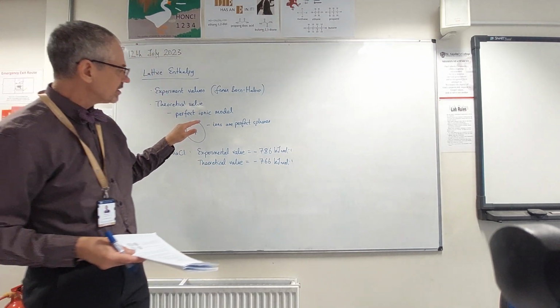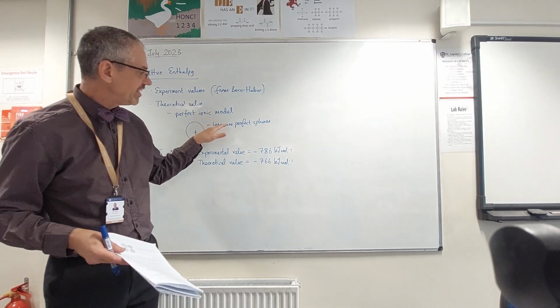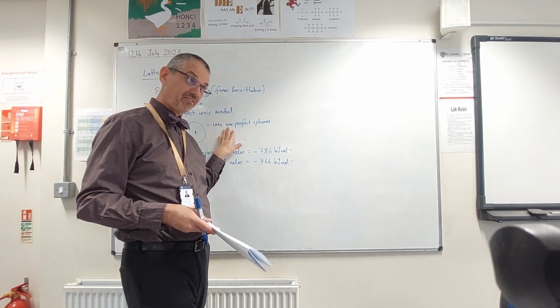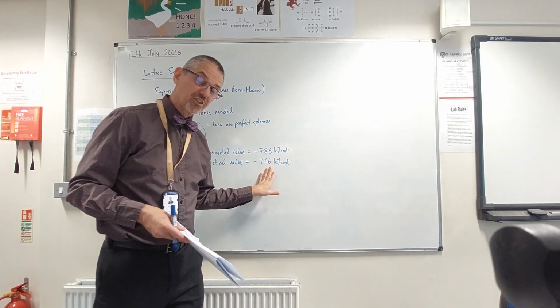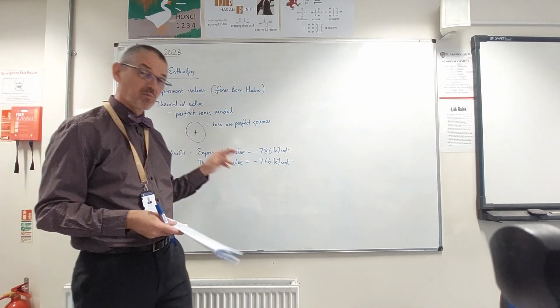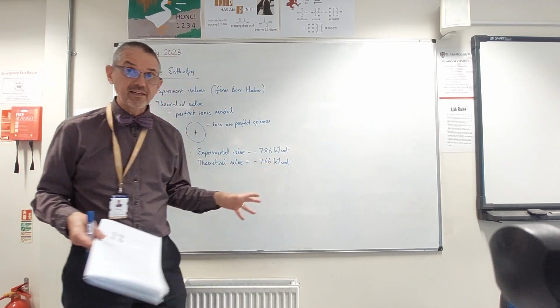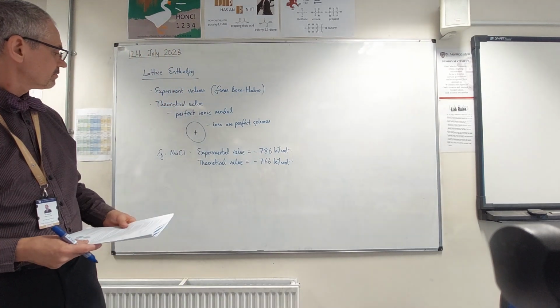Well, that tells us that the theoretical calculation, where we assumed that ions were perfect spheres, has given us pretty much the same answer as the experimental value. That tells us that the ions are probably pretty close to being perfect spheres. Yay. Okay.